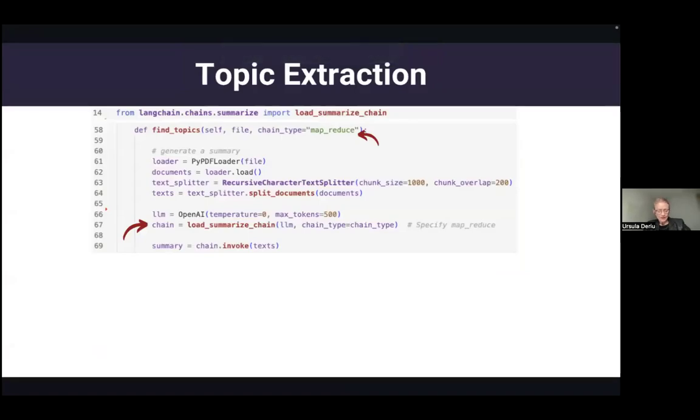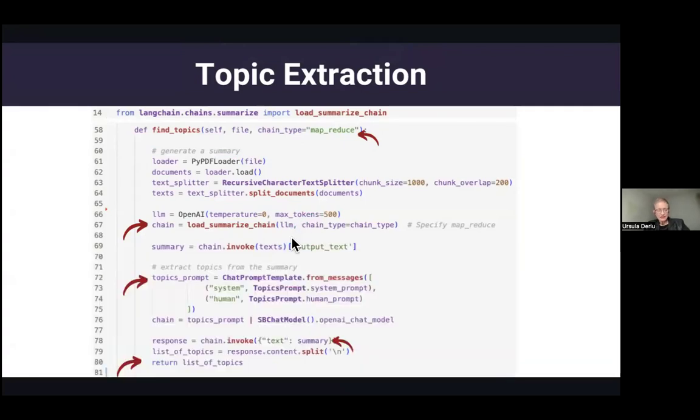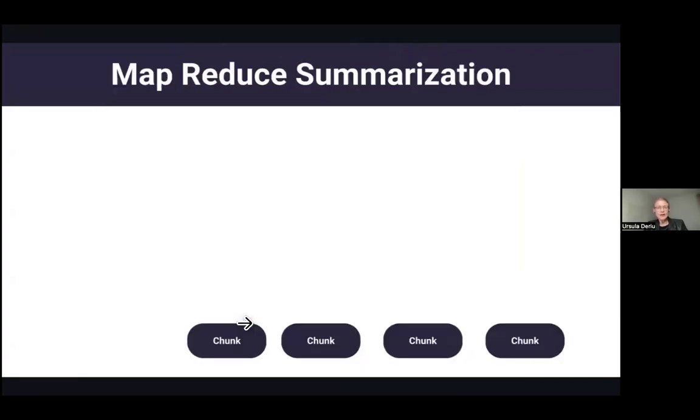We look at the topic extraction. It is done with LangChain's load summarize chain. It first creates a summary. And in a second step, this summary then is fed into a special prompt. And with the help of the chat model, a list of topics is being generated. This summarization chain, the MapReduce summarization chain, is well suited for big documents too.